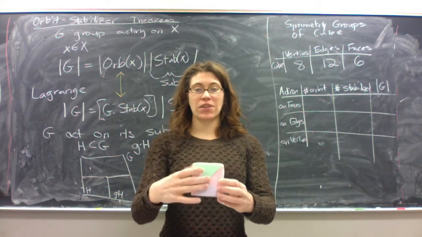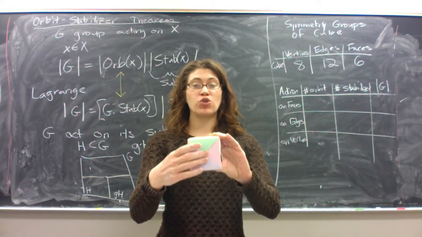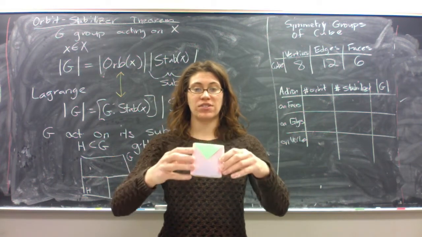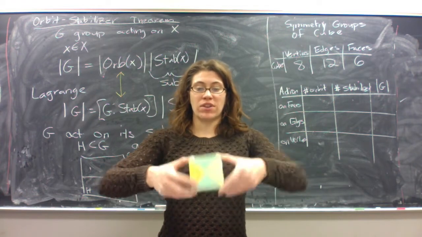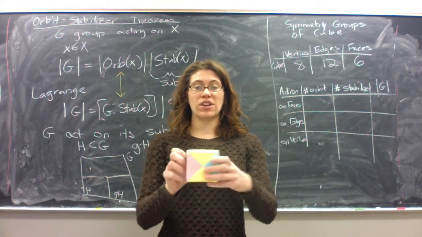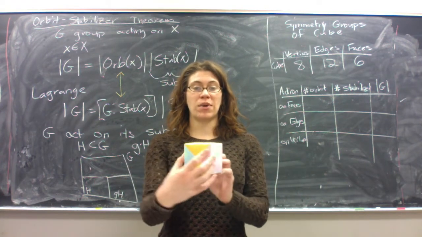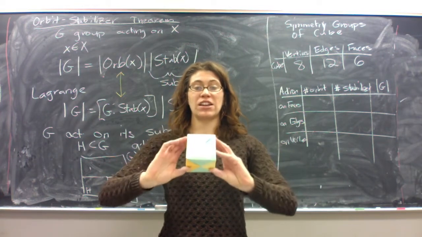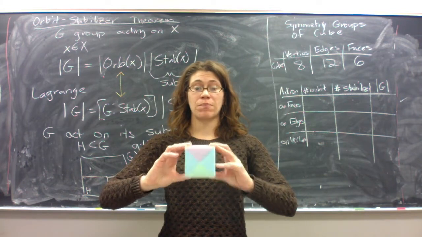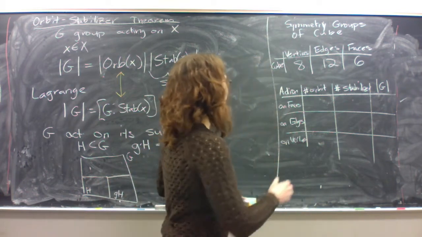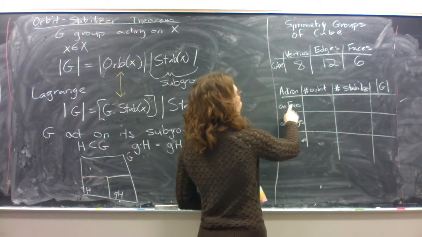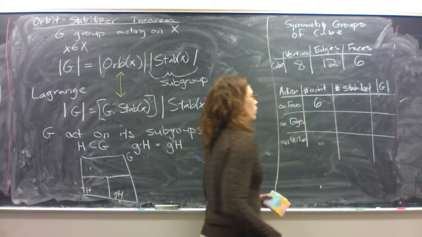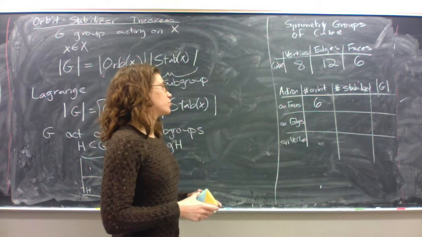But I can take this front face to any position that I want, right? I can take it to the top by doing this. I can take it to the bottom by doing this. I can take it to either side by rotating by 90 degrees, or by rotating by 180 degrees, I can flip it to the back. So I can take any face to any of the other faces. So there are 6 elements of the orbit of this action.